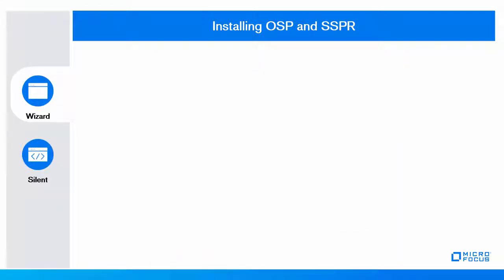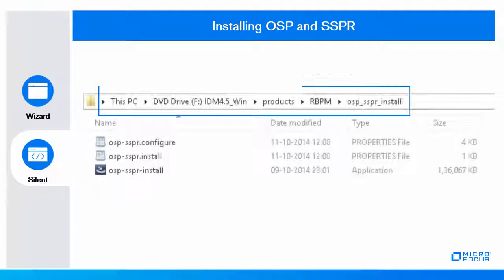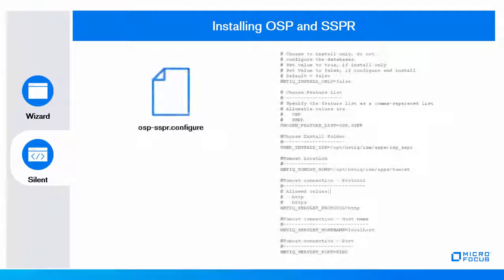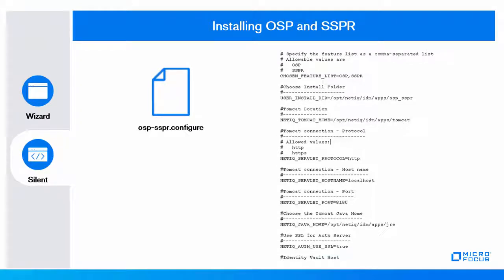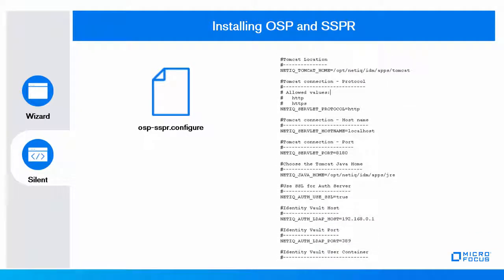Now let us perform a silent installation of these components. Find the silent properties file in this path. Edit the OSP SSPR configuration file to specify the paths and IP addresses for your installation.